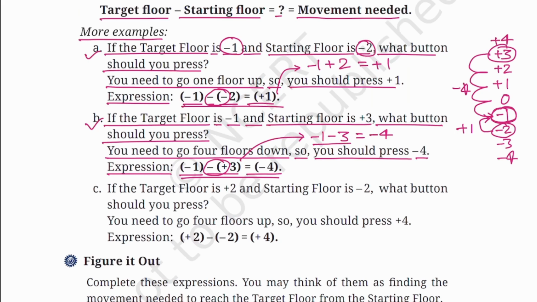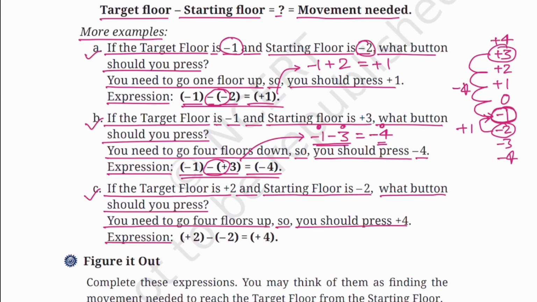It is the same as adding 1 to 3. If 1 is added to 3, you will get 4. Similarly, if -1 is added to -3, you will get -4. If the target floor is +2 and the starting floor is -2, what button should you press? You need to go 4 floors up, so you should press plus 4. The expression +2 minus -2 is equal to +4.